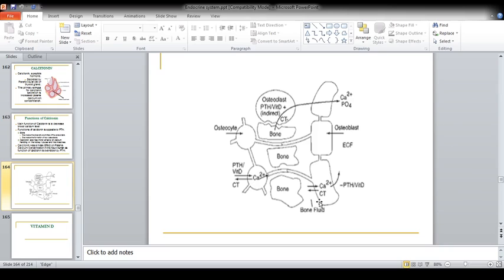So again the same picture. What would happen if calcitonin is acting here? It would decrease the action of the osteoclast, would close the calcium channels, and in turn cause more reabsorption of calcium into the bone and decrease the serum calcium level.